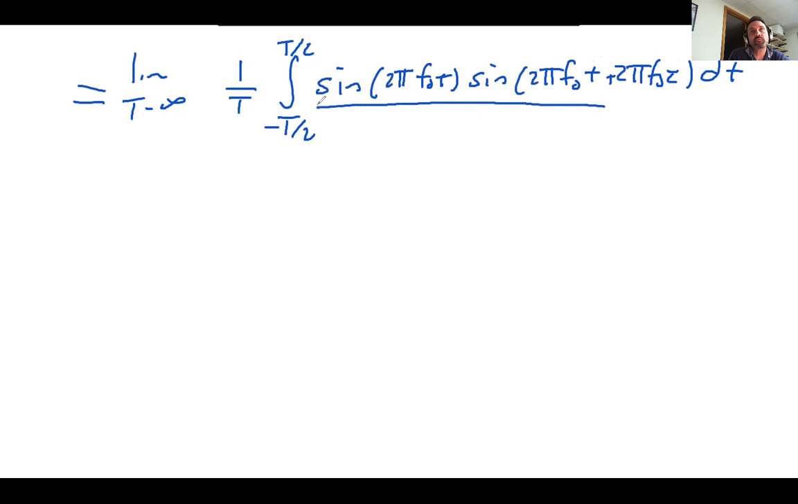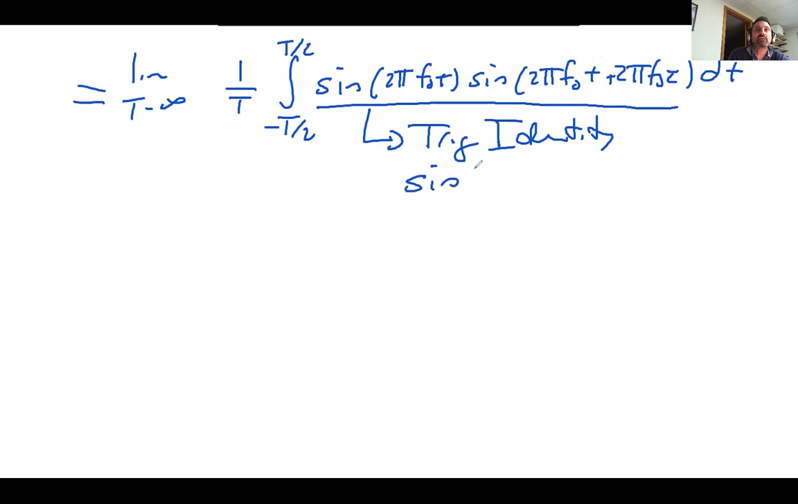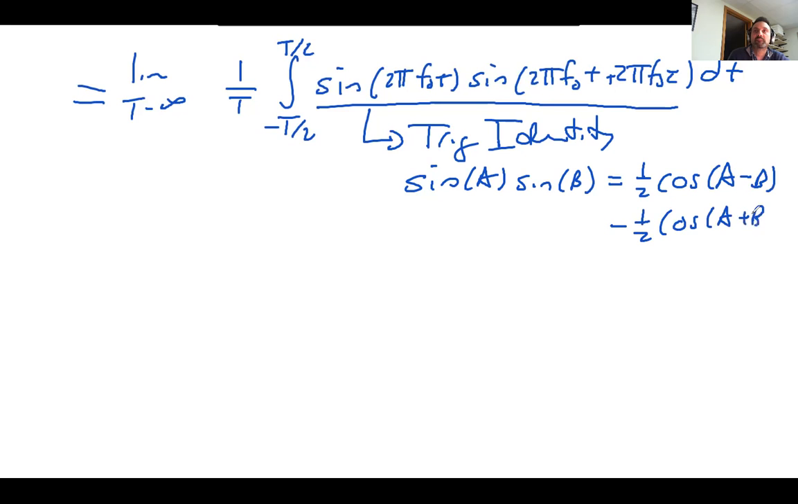So here's another tool you're going to need to use a lot in this class. We're going to have to use a trig identity. It's on the course Canvas site, so check it out. There's a list of trig identities that you can use. It's going to be equal to half cosine(A minus B) minus half cosine(A plus B).